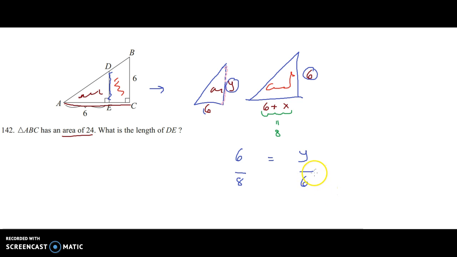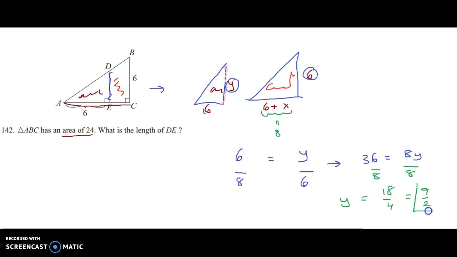So to figure out what Y would have to be, all we have to do is cross multiply. That gets us to 6 times 6, that's 36, is equal to 8 times Y, which is 8Y. Then we divide both sides by 8 to figure out what Y is. Oh gosh, it's going to be some sort of fraction. Y is equal to 36 divided by 8. We can divide by 2: 18 over 4, which is the same thing as 9 over 2.